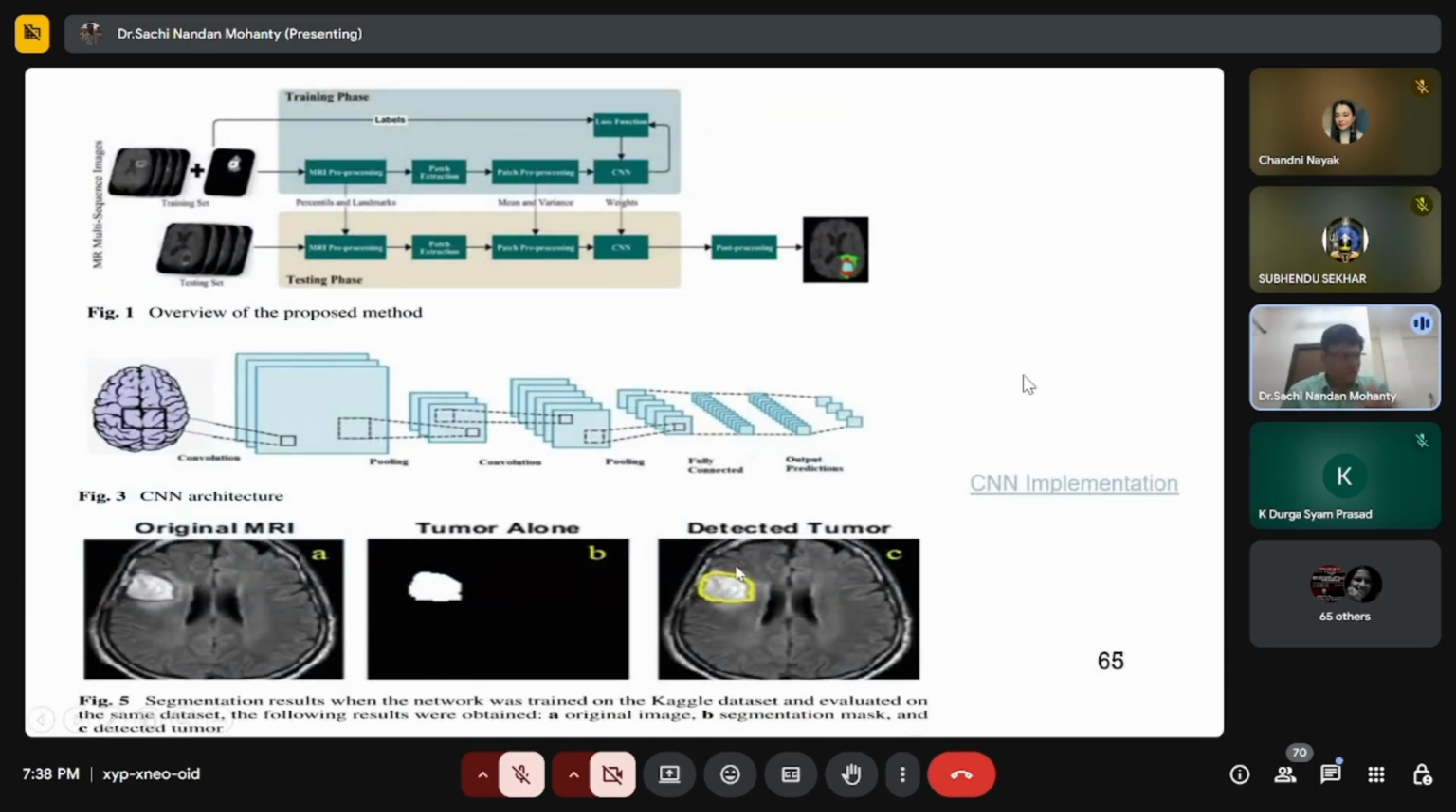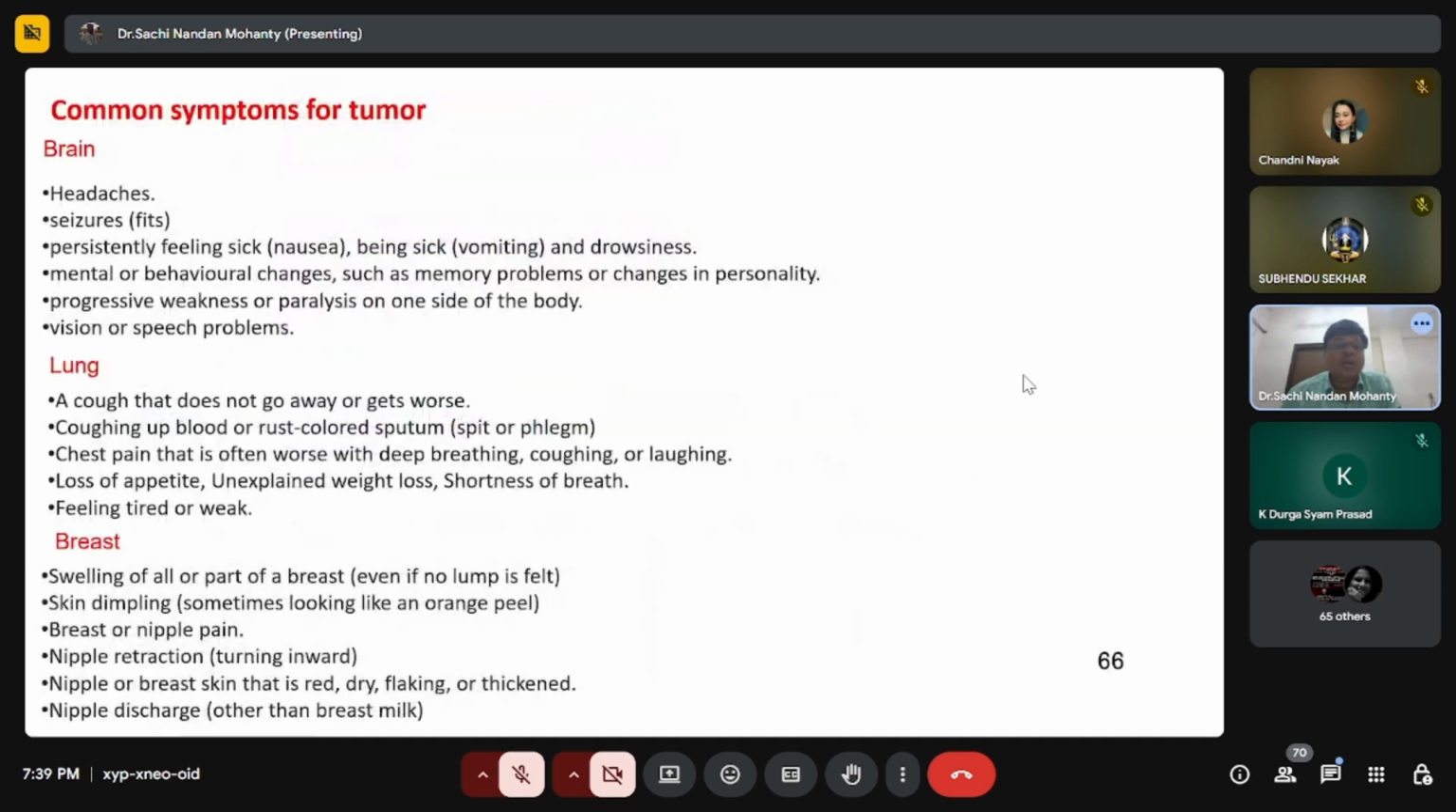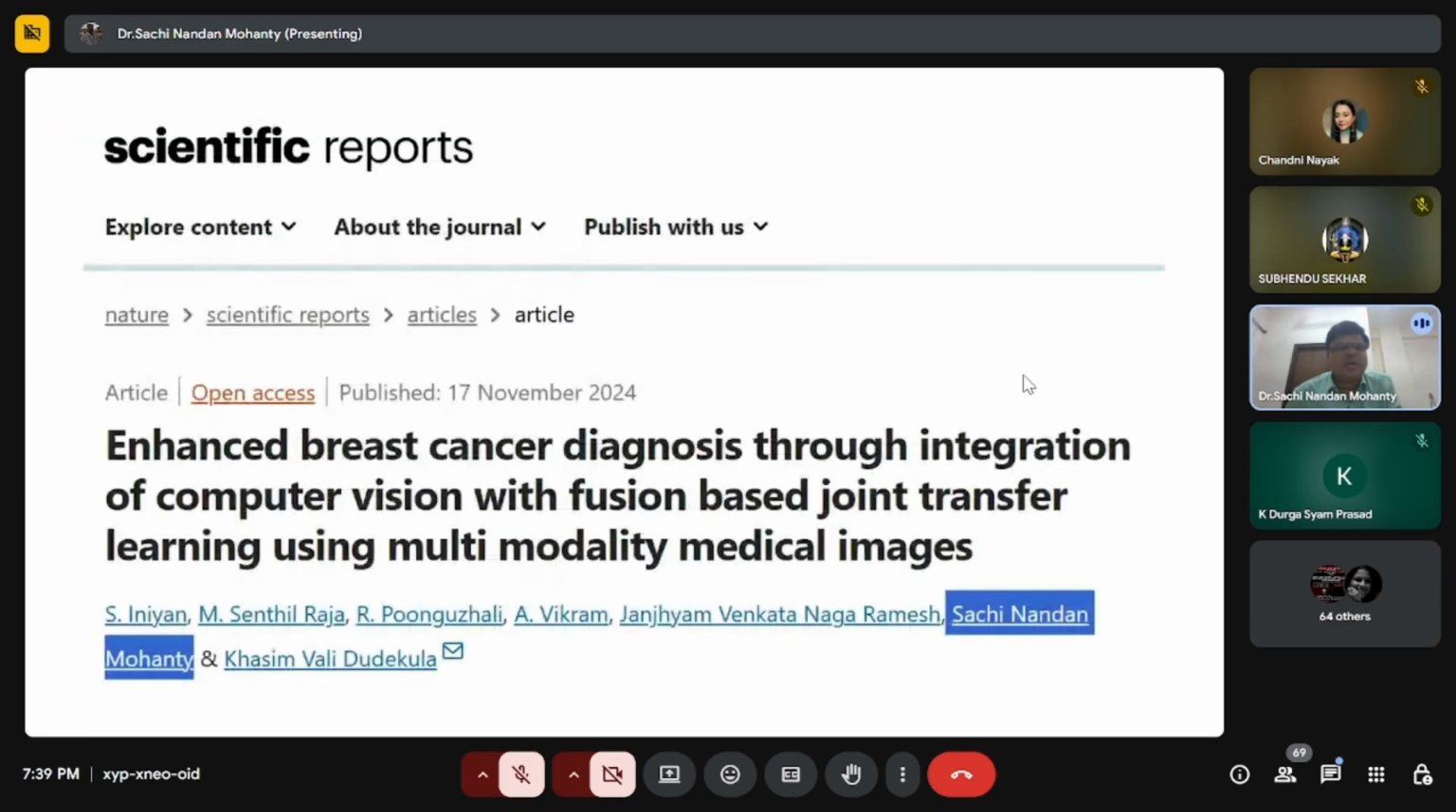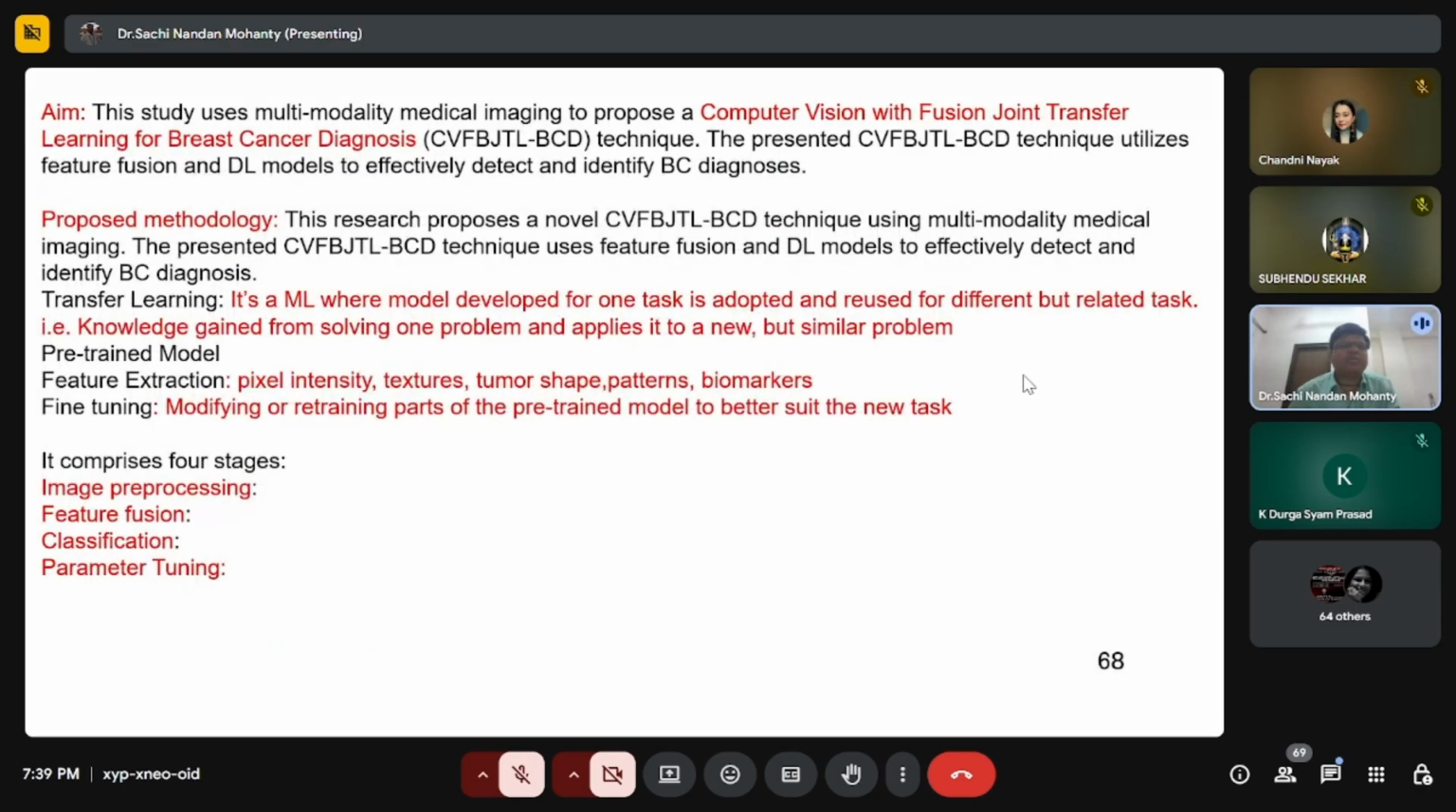Now, what I explained is how the CNN works. That is the experiment I recorded, and I explained how the CNN works. Now the common symptoms of tumors, in the brain and lungs, basically there is clinical evidence. They have different types of symptoms in the early stage of the tumor, and there is another scientific paper also. You can find joint transfer learning and multimodal medical images. So we can find the same thing.